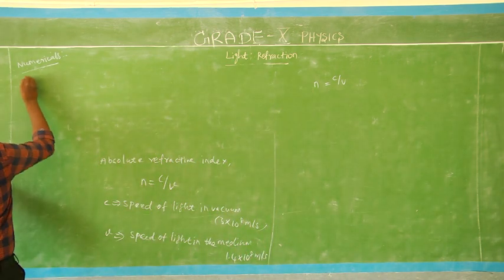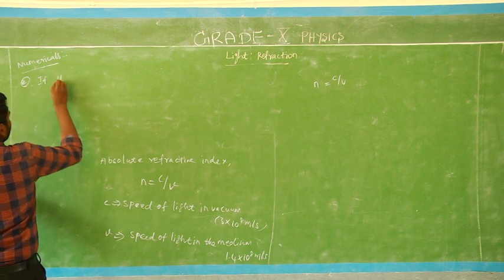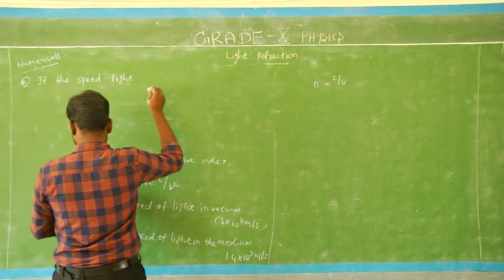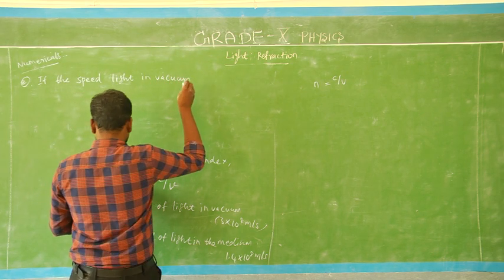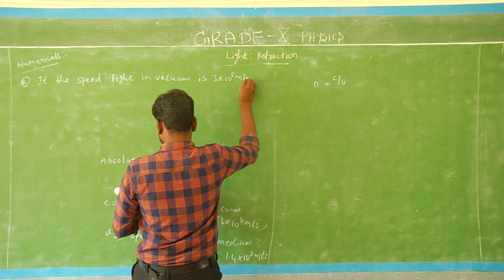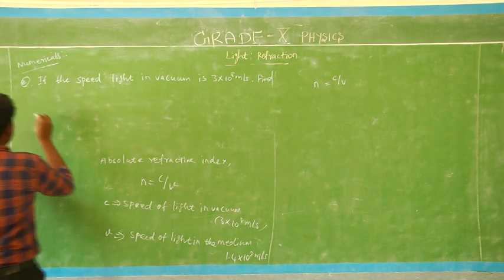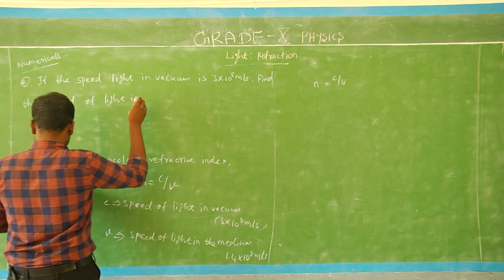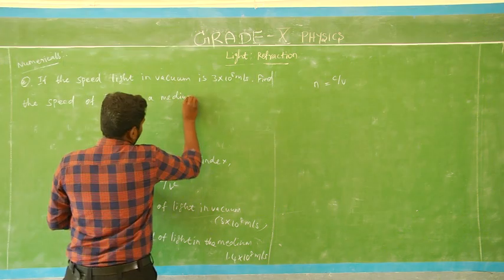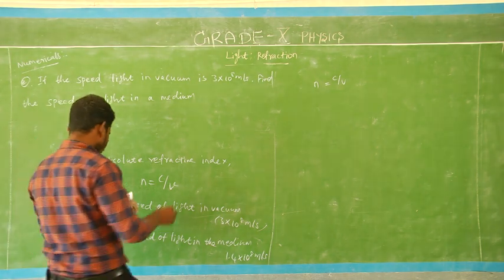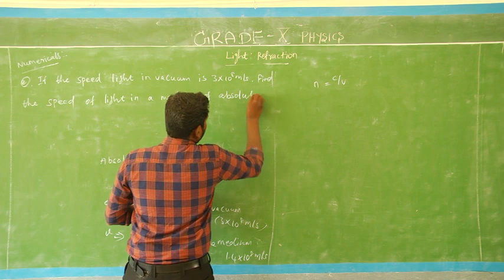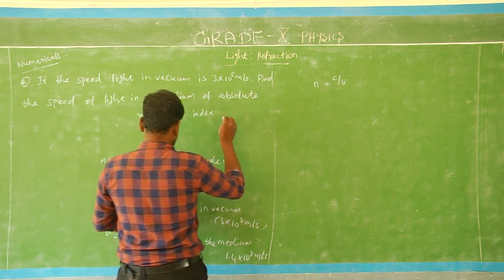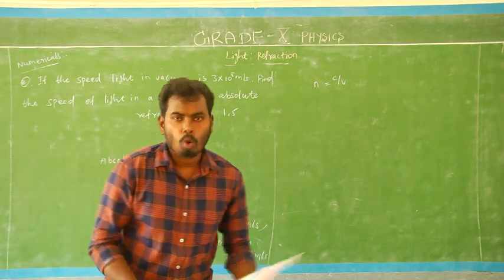Second question. If the speed of light in vacuum is 3 into 10 to the power 8 meter per second, find the speed of light in a medium of absolute refractive index 1.5. Absolute refractive index 1.5. Listen here. Solution.